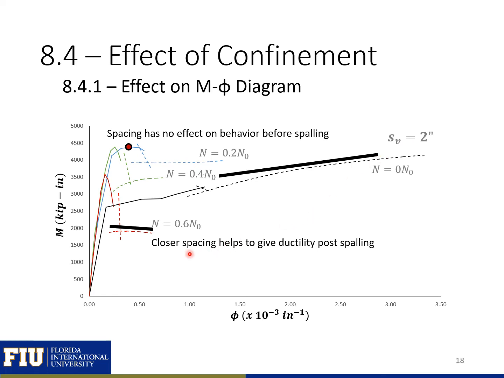The second point is that the closer spacing is going to give us more ductility post-spalling. You remember with our 8-inch spacing, our strength dropped off pretty quick. With our 2-inch spacing, you can see our confined strength will maintain with increasing curvature, for our 20, 40, and 60%. We'll still have a drop in strength from our capacity before spalling to our confined strength after spalling, but we can maintain that strength for increasing curvature.